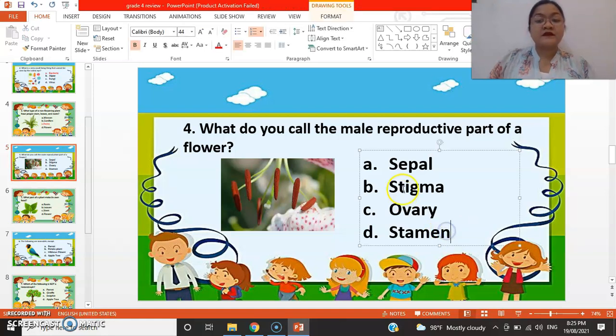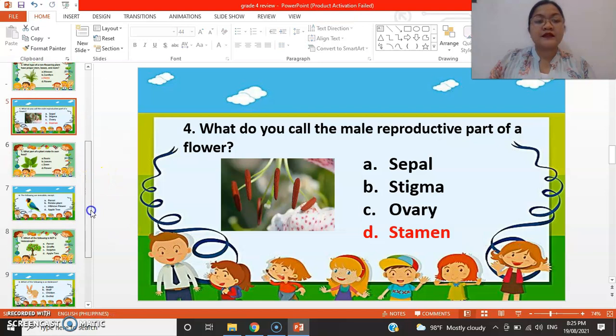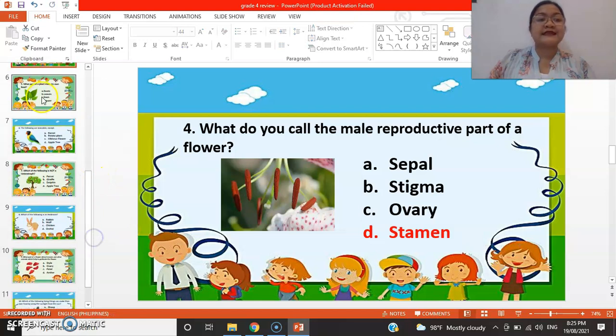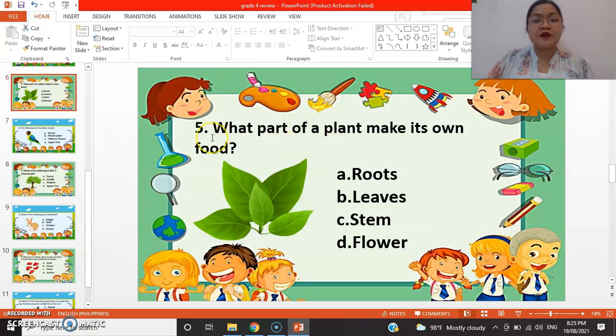5, 4, 3, 2, 1. The correct answer is letter D. Very good. The male reproductive part of a flower is the stamen. Next, number 5. So, number 5, what part of a plant makes its own food?